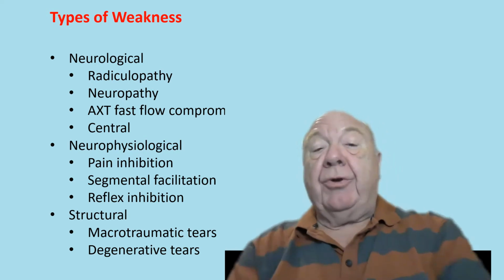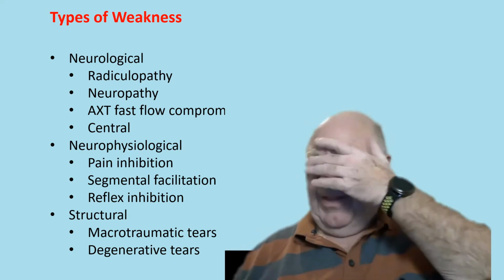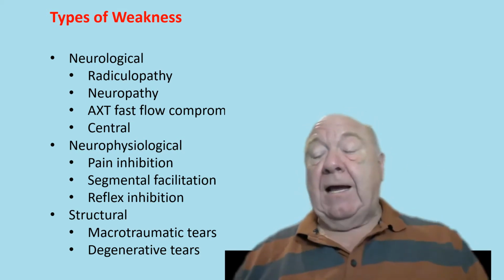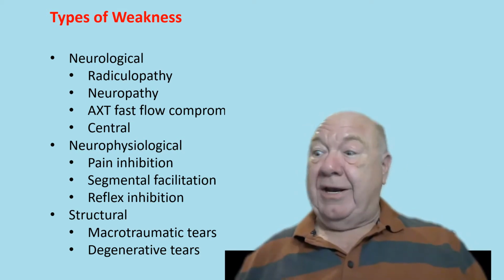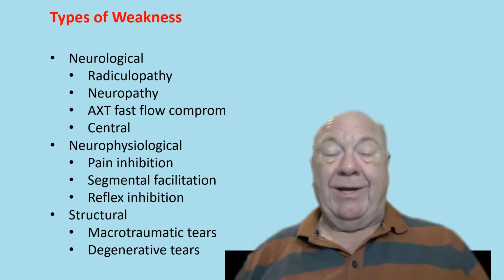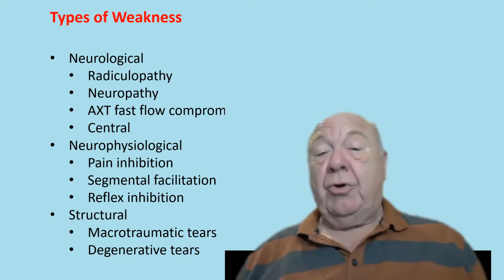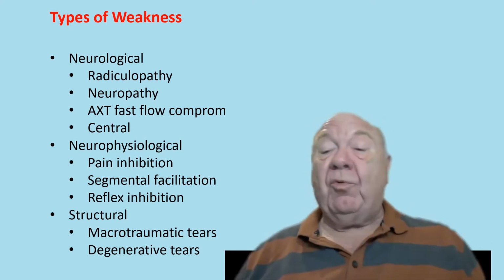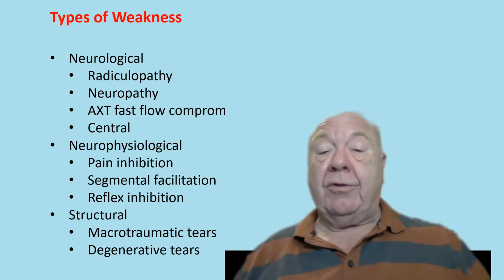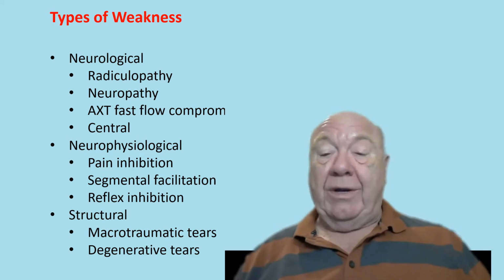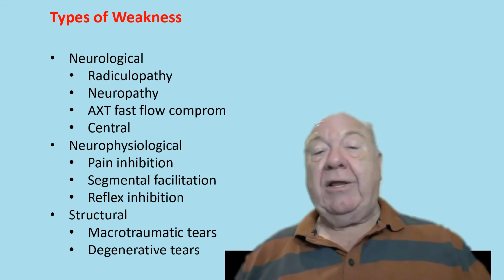So we've got neurological weakness. These are the ones I think probably you're most familiar with, and the ones you automatically think of as soon as you see somebody who is weak. But that's not true. This may not even be the most common form of weakness or the common cause of weakness. It's probably neurophysiological weaknesses that are going to be much more common than this. But let's look at neurological.